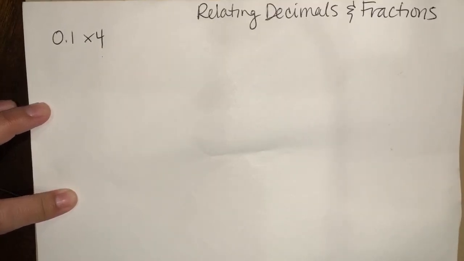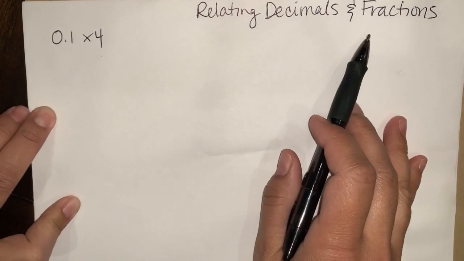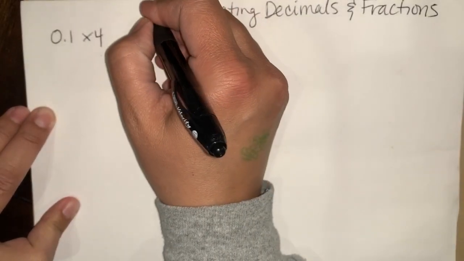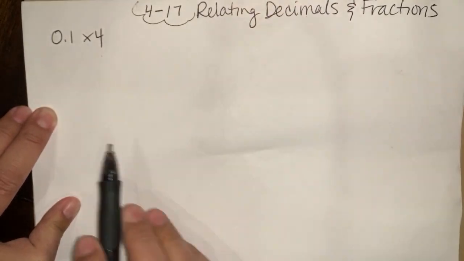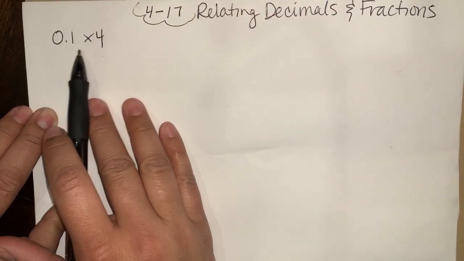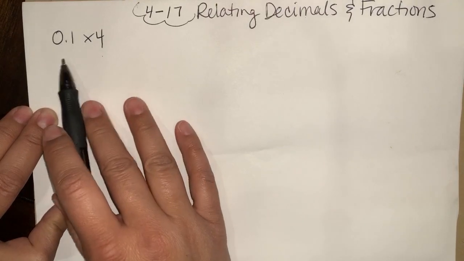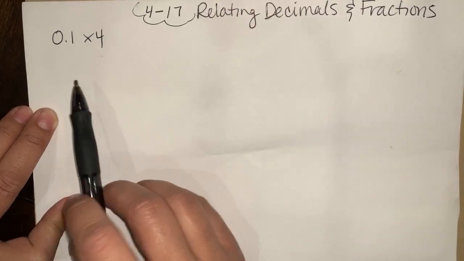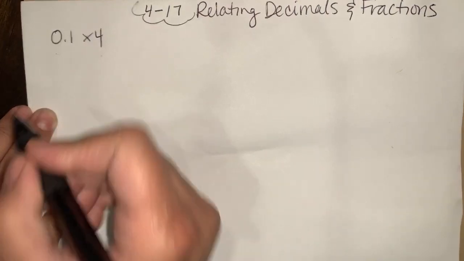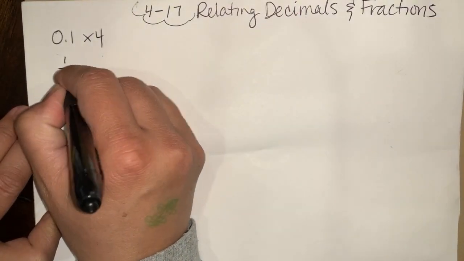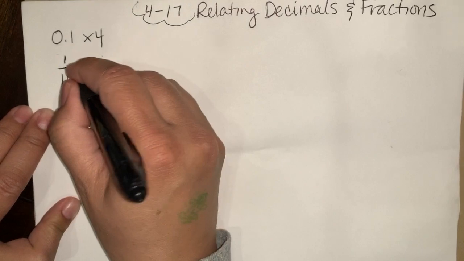All right, so we're going to go ahead and start relating decimals and fractions. This is Module 4, Lesson 17. We're going to start off with 0.1 times 4, and you want to think of 0.1 in fraction form. When you read this number, it is read as 1/10. So written as a fraction, it's 1/10 times 4.